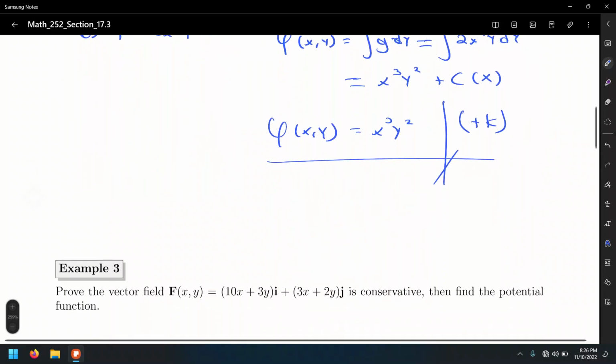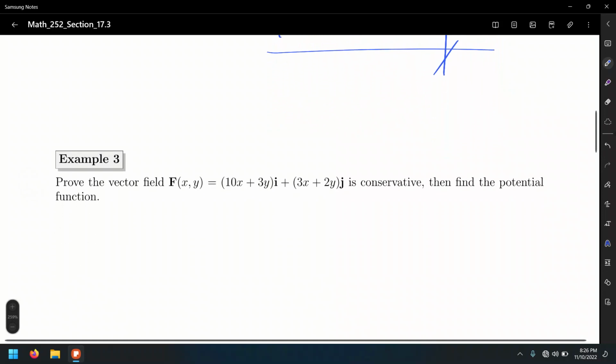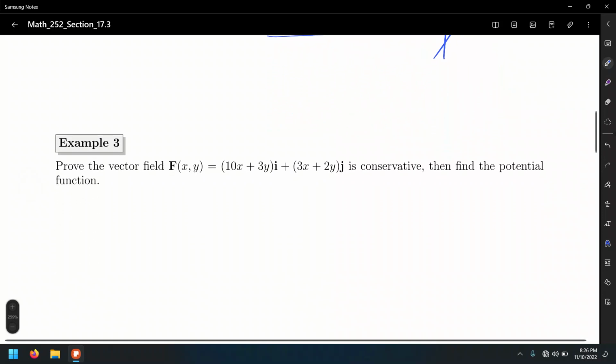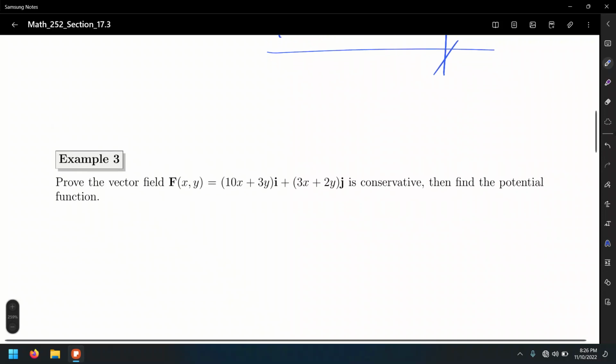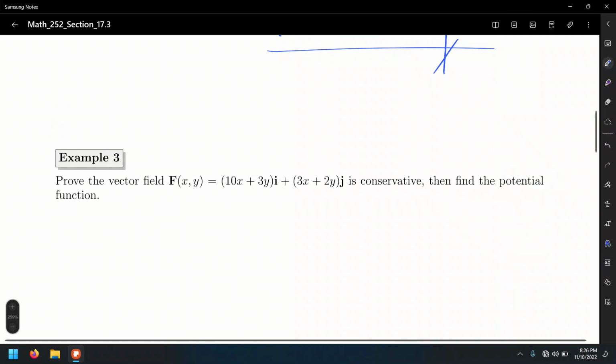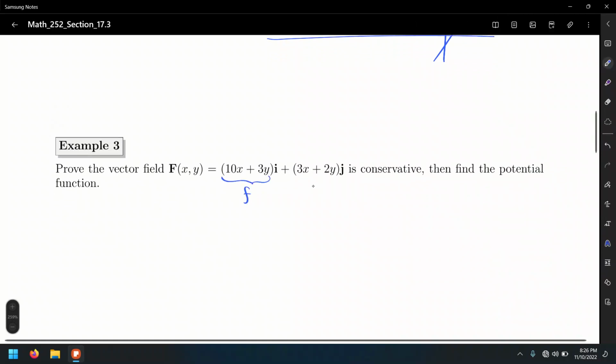Let's look at another example. Let's prove that the vector field F(x, y) = (10x + 3y) in the direction of i and (3x + 2y) in the direction of j is conservative. And if so, find the potential function. All right. So number one, identify f, identify g, and we need to prove first of all that the partial of f with respect to y is equal to the partial of g with respect to x. And if we show that this is true, then we can go ahead and do the partial integration.